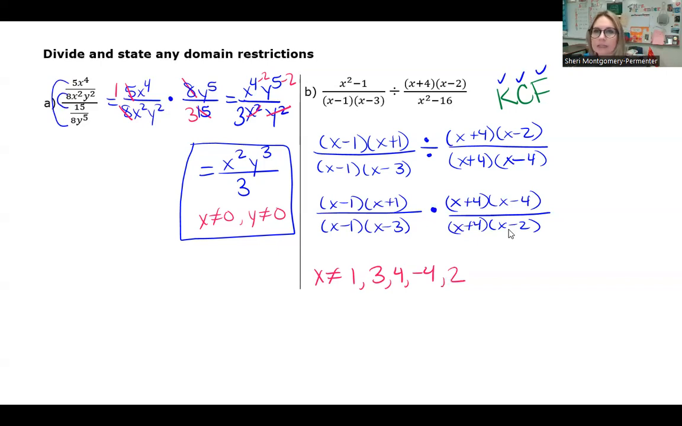Now I can mark off any common factors. So I automatically see the x plus 1 or x minus 1. I see an x plus 4. Do y'all see anything else that cancels?